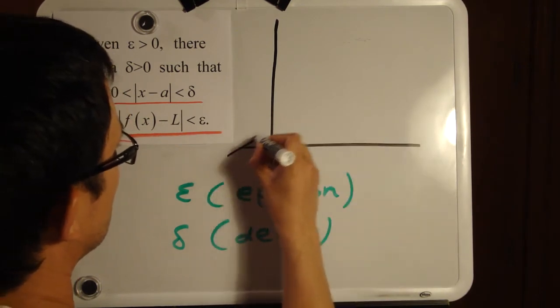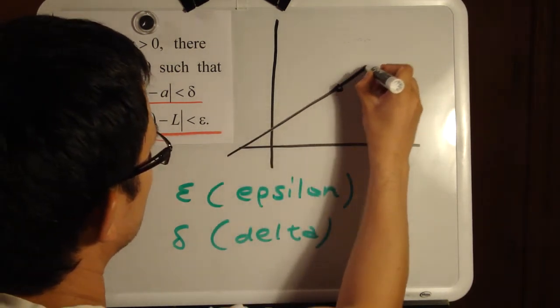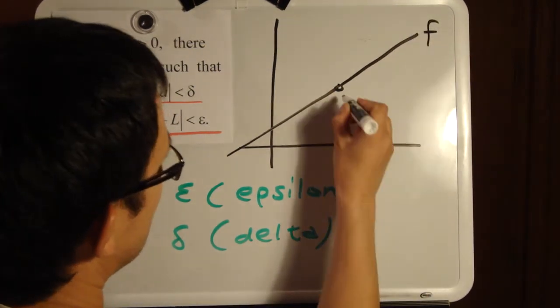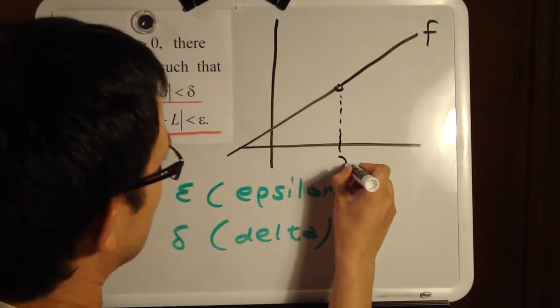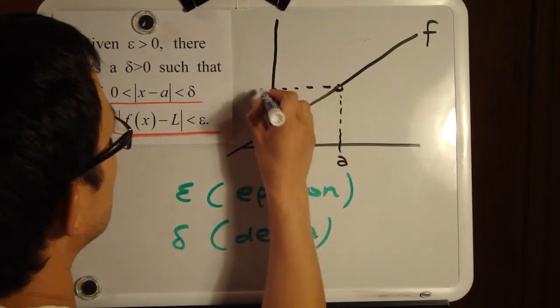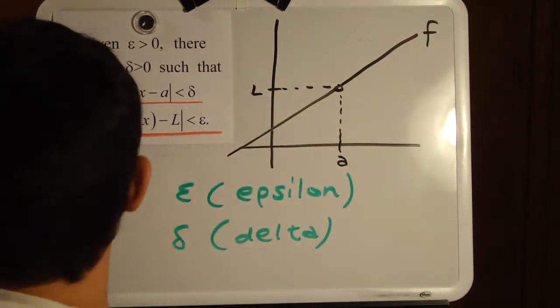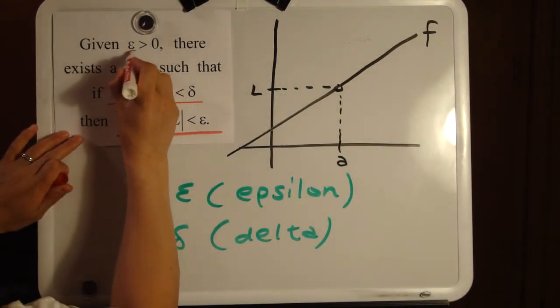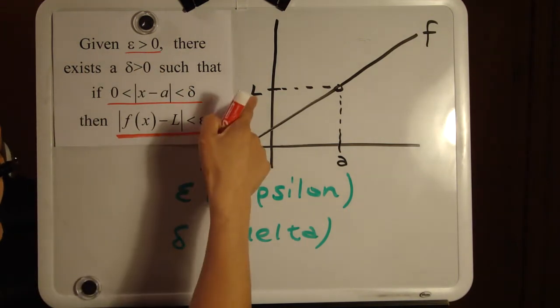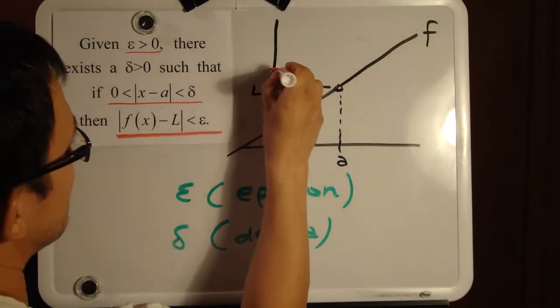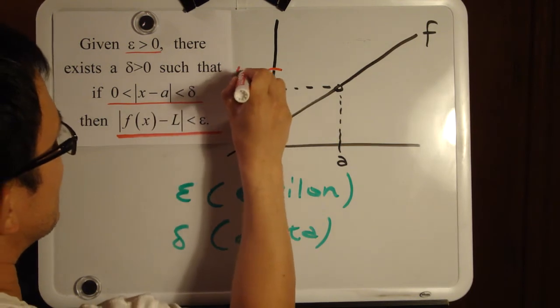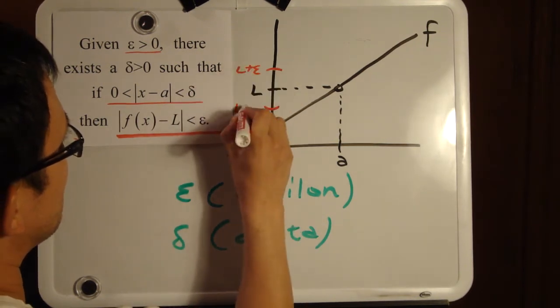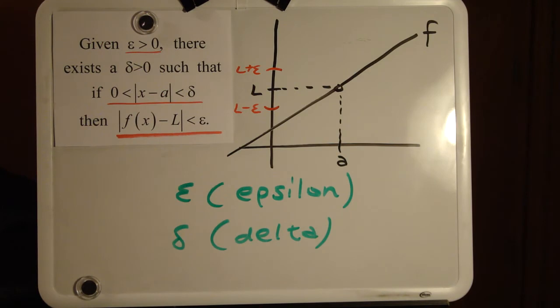So I'm just going to draw a plain old picture here. We'll call this F. And down here we'll have A. And over here we'll have L. Okay, so to get a handle on what this definition means, epsilon is given in the problem. So we're going to surround the limit value with a small little window here. So this is L plus epsilon, L minus epsilon. So epsilon is really small, we just have a small window surrounding L.